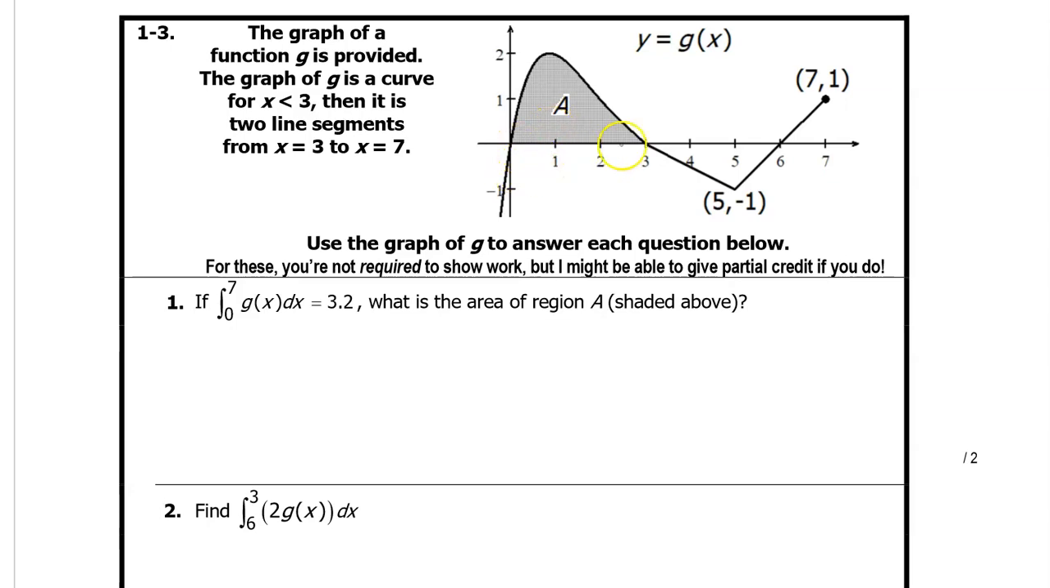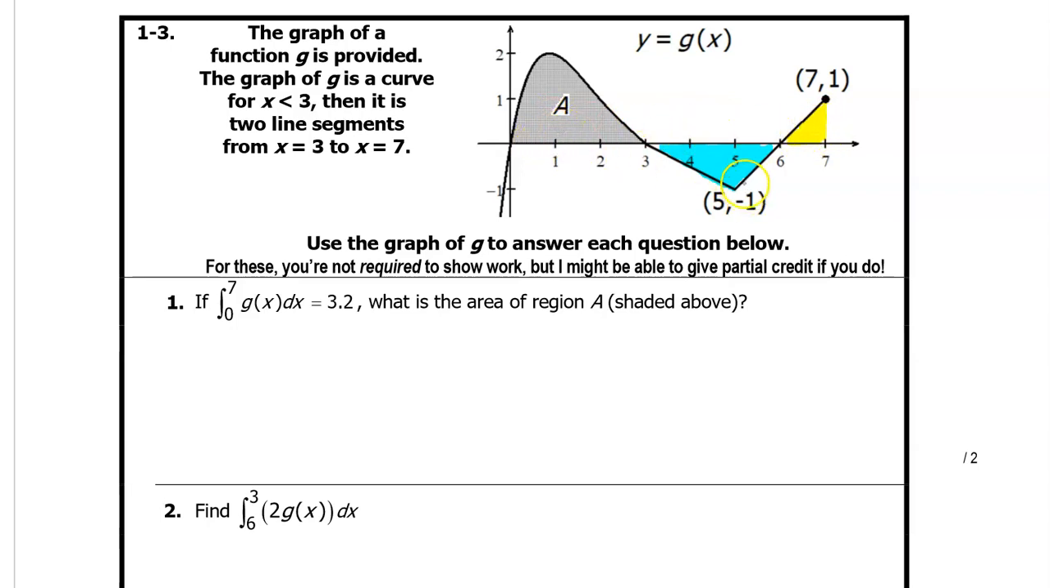Well, the integral from 0 to 7 is going to be the area between the x-axis and the curve from 0 to 7. I'm going to divide this up as three different areas. We have the shaded region A, and we also have this blue area and this yellow area. The blue area is considered negative because it is below the x-axis, while the yellow area and region A are positive areas because they are above the x-axis.